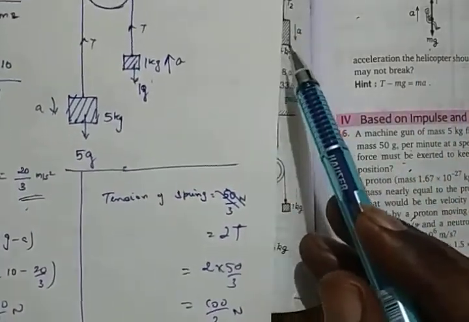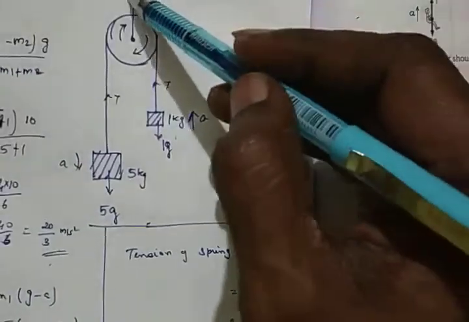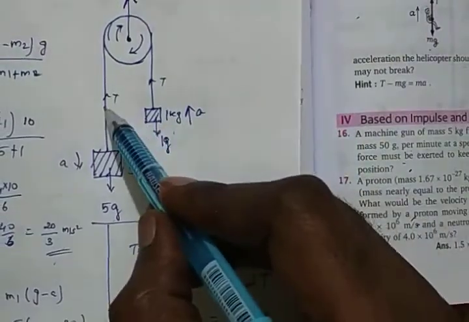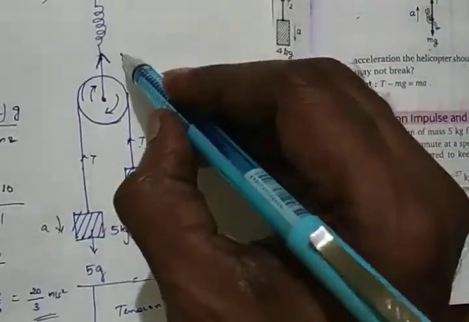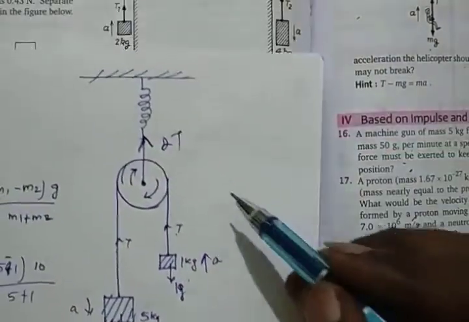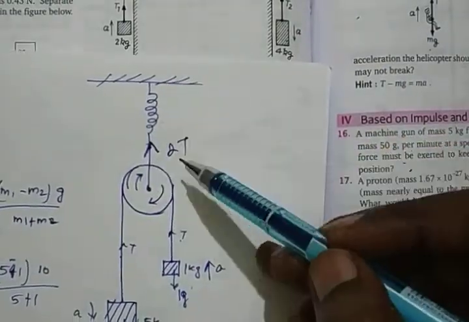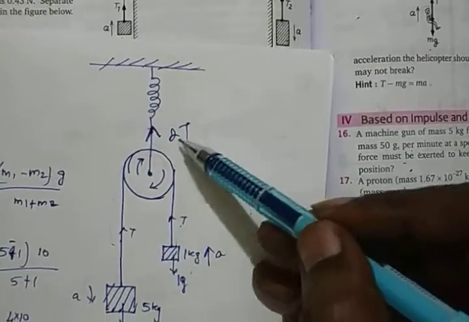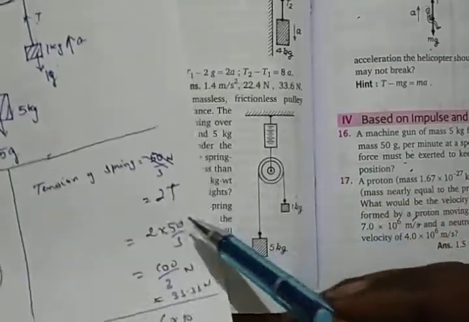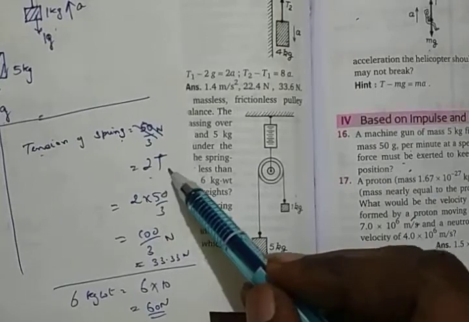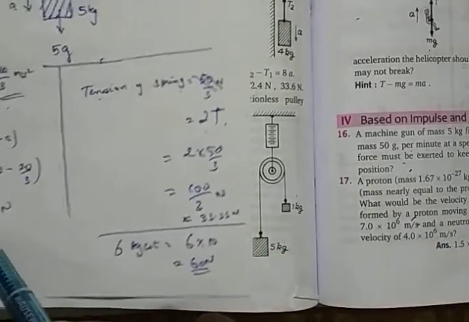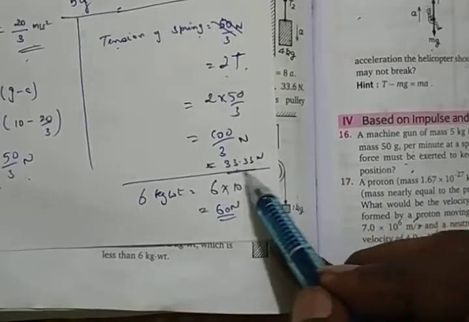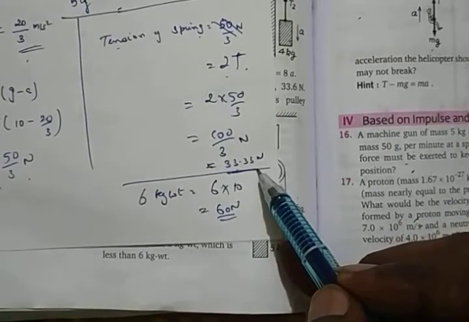Now what you need to find out is how much will be the tension here. This is tension here, this is another tension here. This will be 2T. The tension for the spring is 2T. Why is it 2T? This one and this one get added here to become 2T. So tension on the spring is going to be equal to 2T. Already you got the tension here is 50/3. You multiply, you will get 100/3. 33.33 newtons you will get.